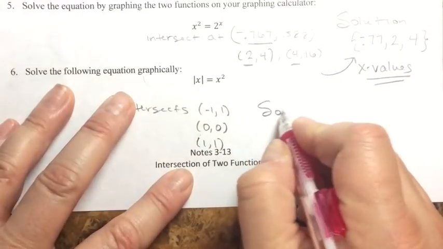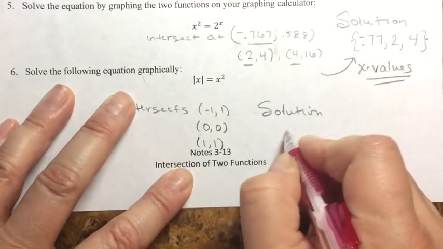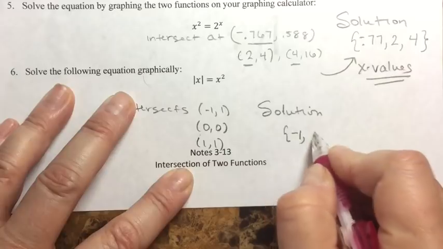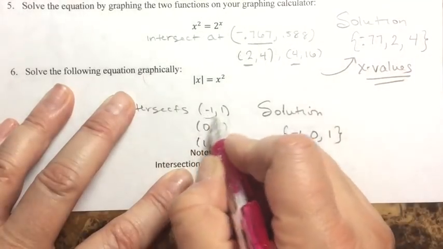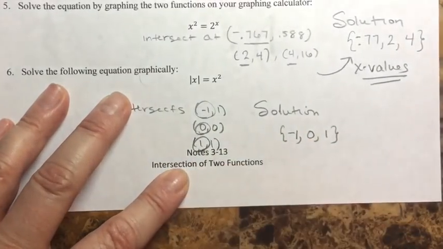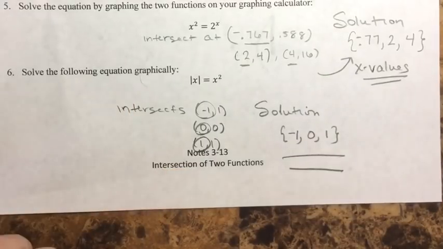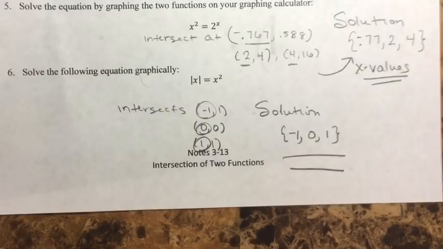So my solution, or my x's, are -1, 0, and 1. -1, 0, and 1. That's my solution. All right, you guys, that is the end of the notes.